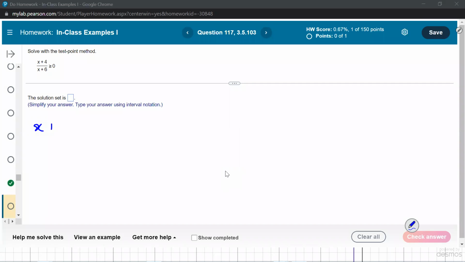So we can start by taking the numerator, set it equal to 0. Denominator, set it equal to 0. This one will give us -4. This one will give us -6. Now remember, the denominator gives us the vertical asymptote. The numerator gives us the x-intercept.